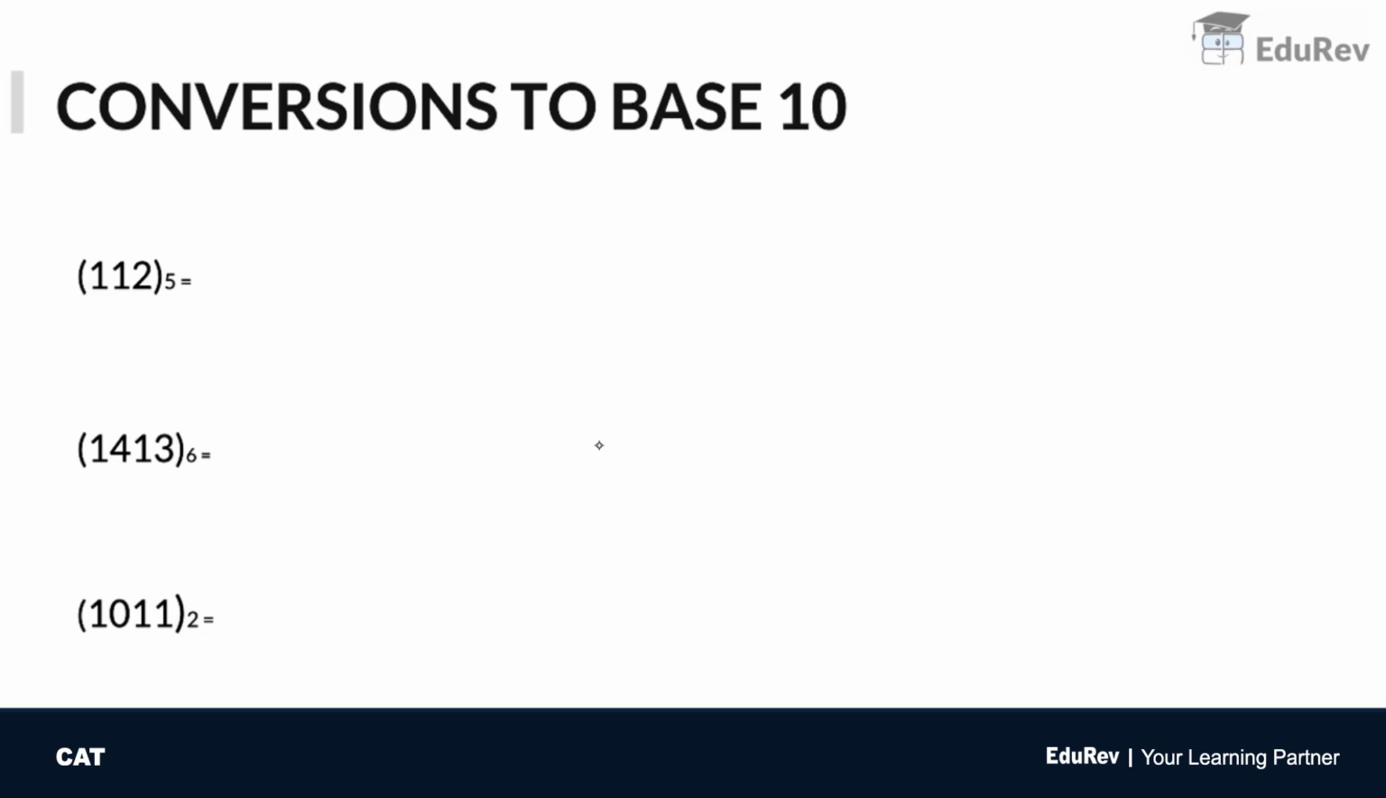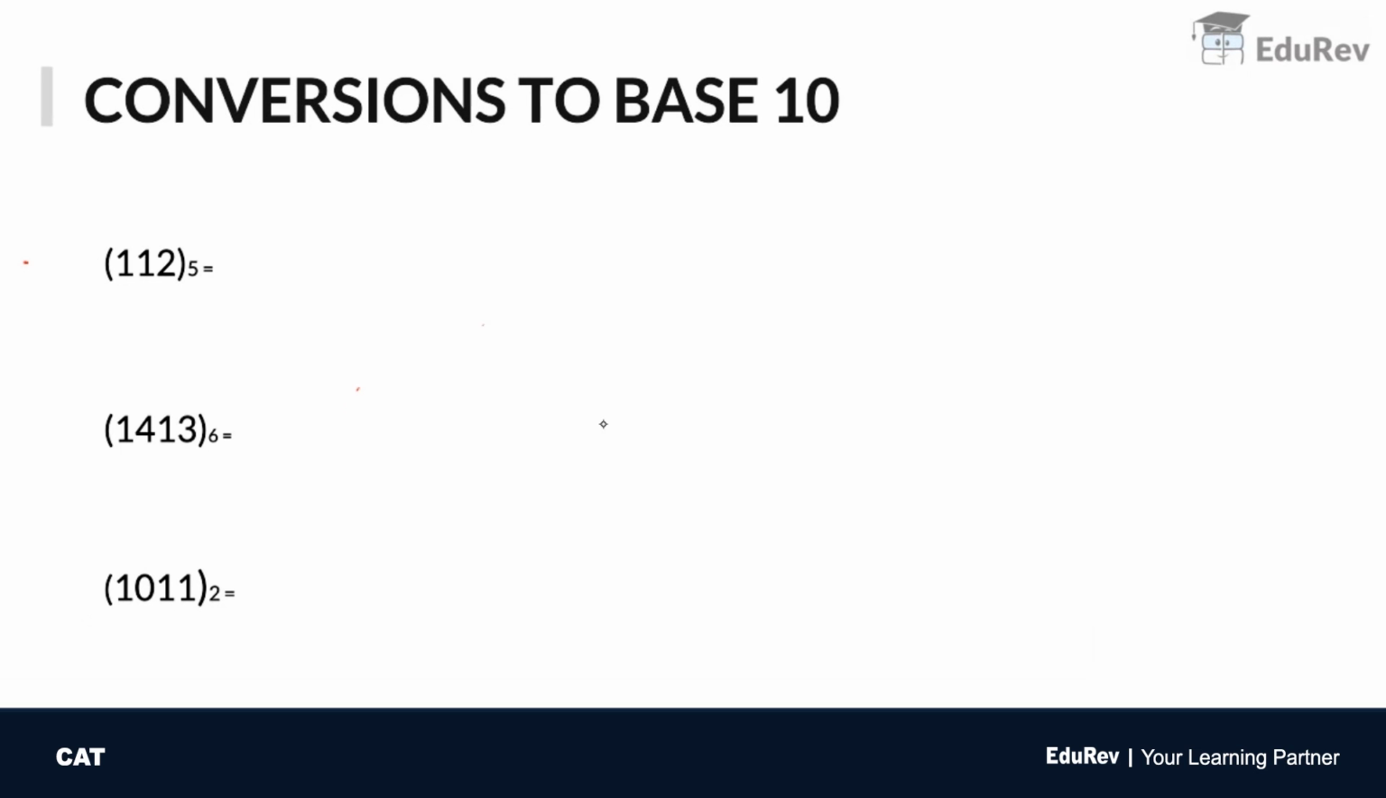Now let's look at the first example. Suppose your number is 112 to the base 5. When I say base 5, you can define only 5 digits, that is 0, 1, 2, 3, 4. That's it. No other number, number 5, number 6, number 9 is not defined in this system. So you can form any number with only 0, 1, 2, 3, 4.